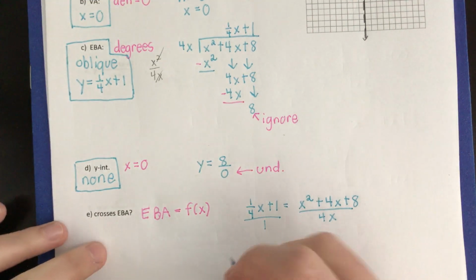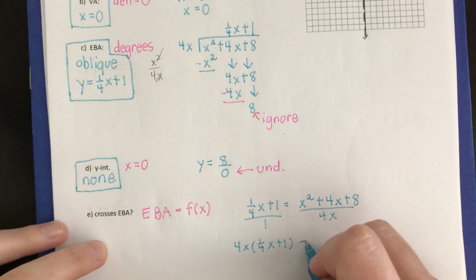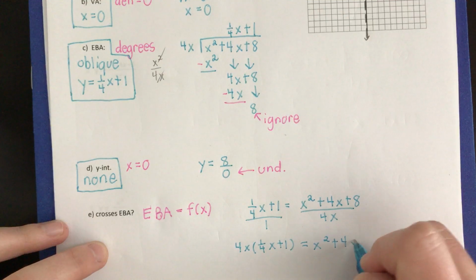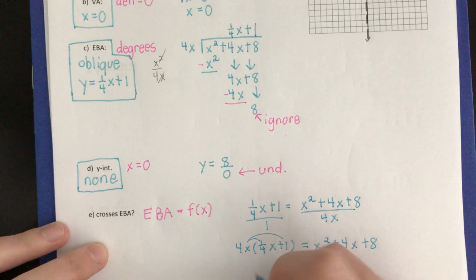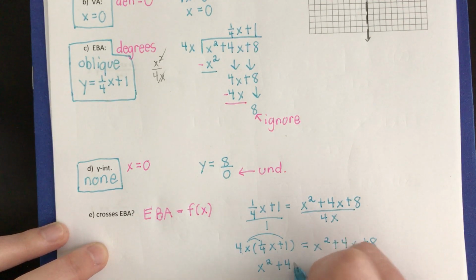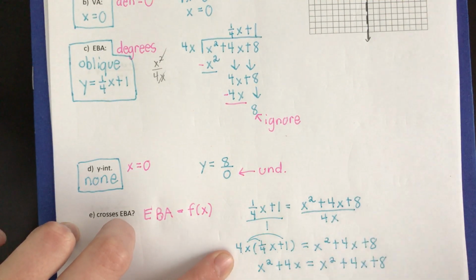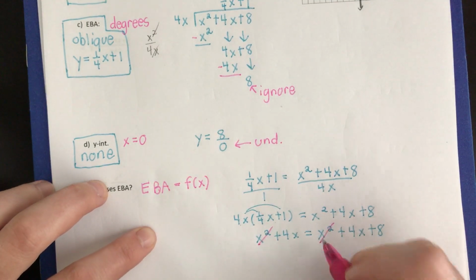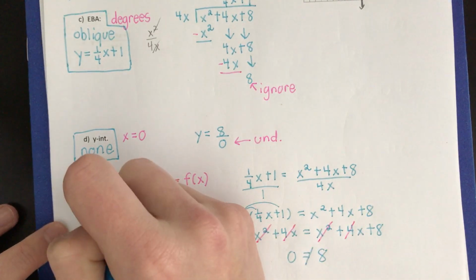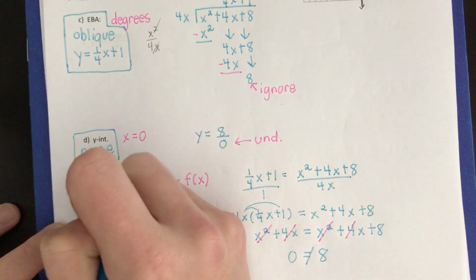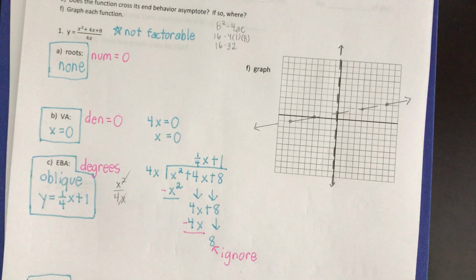Let's make this a little bit easier so you can see. And then on the right, like I said, the 4x distributes to both terms here. So 4x times 1/4 x is x squared plus 4x. 4x times 1 equals x squared plus 4x plus 8. And look here: cross, cross, cross, cross. Does 0 equal 8? Certainly not. So do we cross the end behavior asymptote? The answer is no.